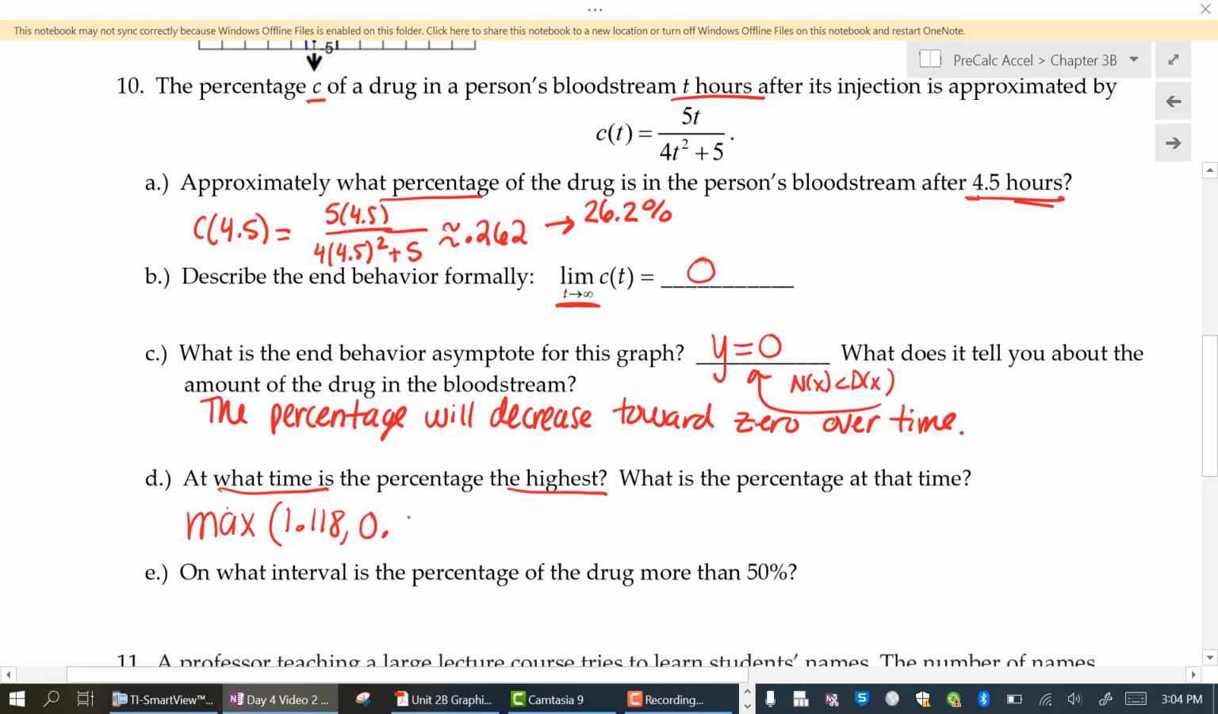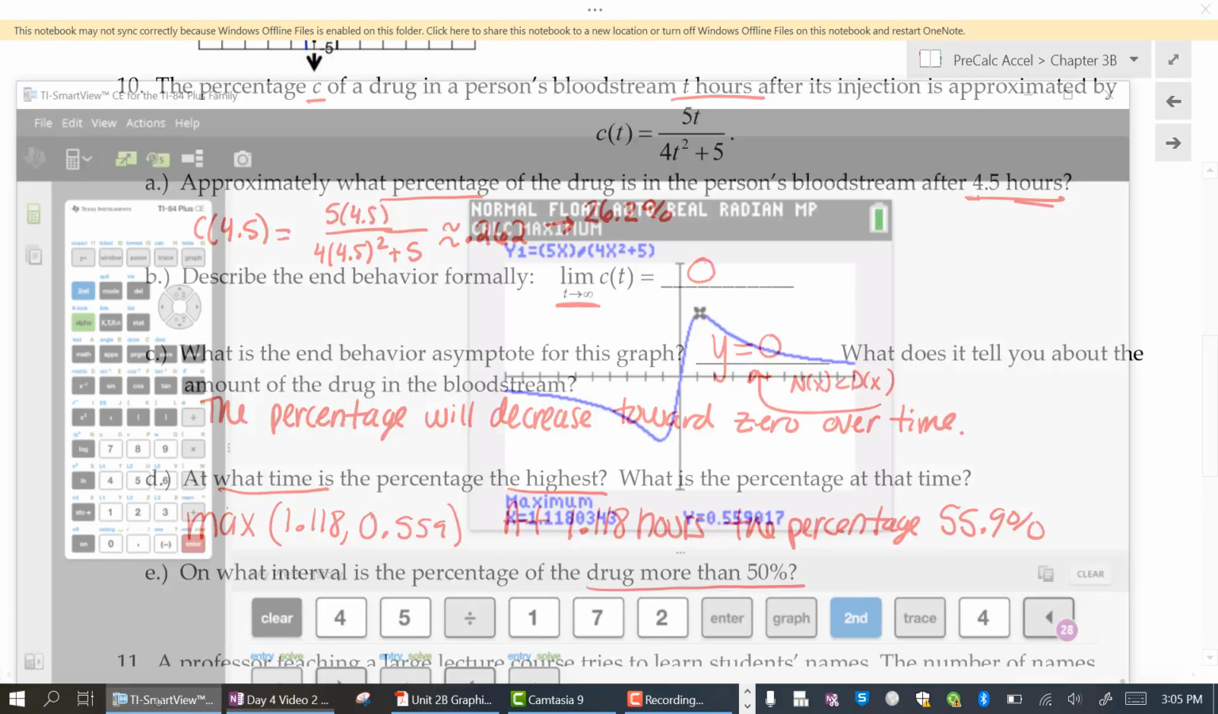1.118, 0.559. So at 1.118 hours, the percentage is at 55.9%. On what overall interval is the percentage more than 50%?